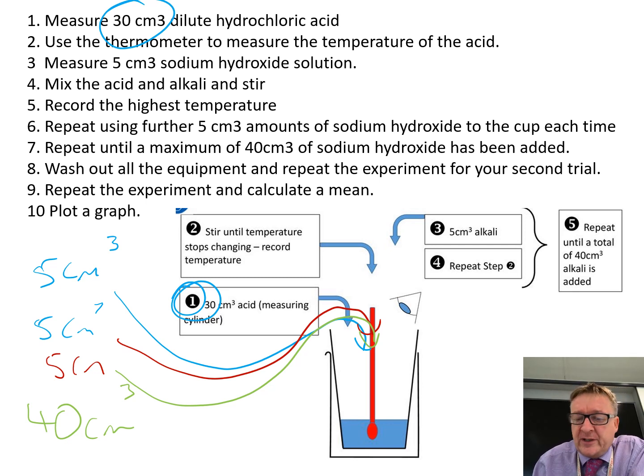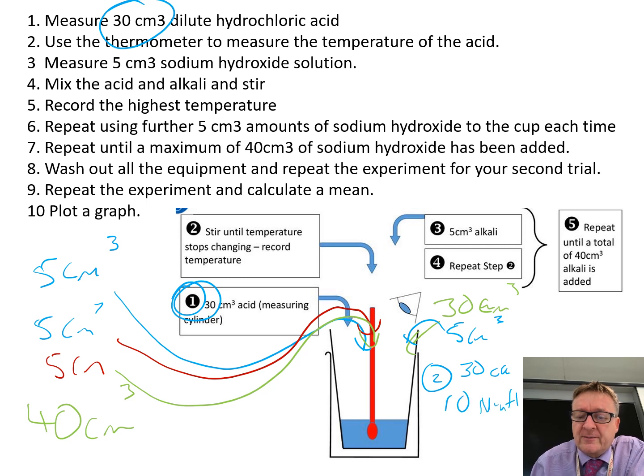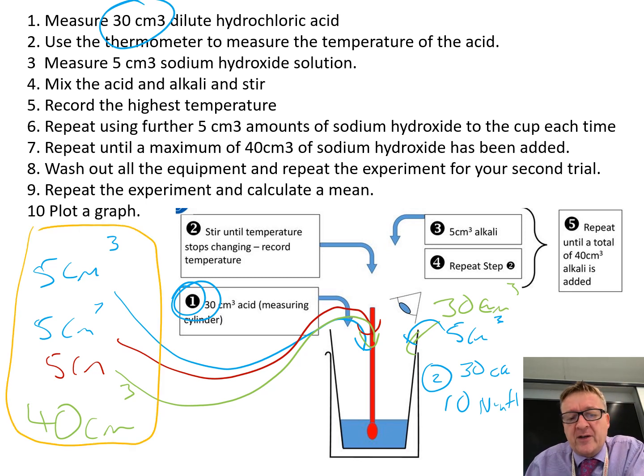Now, another way that you could do it is you could have your 30 centimetre cubed of hydrochloric acid in there, and then you add 5 centimetre cubed of sodium hydroxide, see what temperature it gets to, wash it all out, and then repeat it as experiment number 2, where you have 30 of acid and 10 of sodium hydroxide. That is another possible way of doing it, but in the textbooks, they always talk about doing it this way, where you start with 30, throw in 5, throw in 5, throw in 5, throw in 5 until you get to 40, recording the highest temperature every single time.